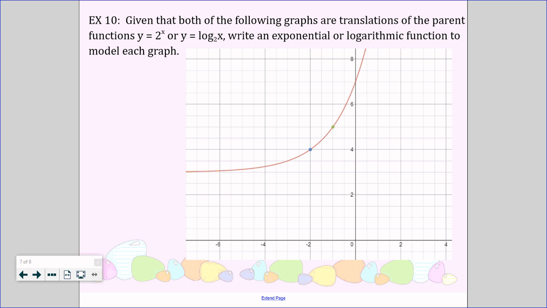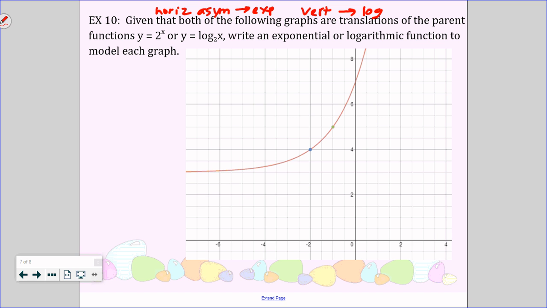Okay, so when we consider an exponential function or a logarithmic function, we are going to decide whether we see a horizontal asymptote or a vertical asymptote. If we have a horizontal asymptote, that is going to be an exponential function. If we have a vertical asymptote, then it's a logarithmic function.